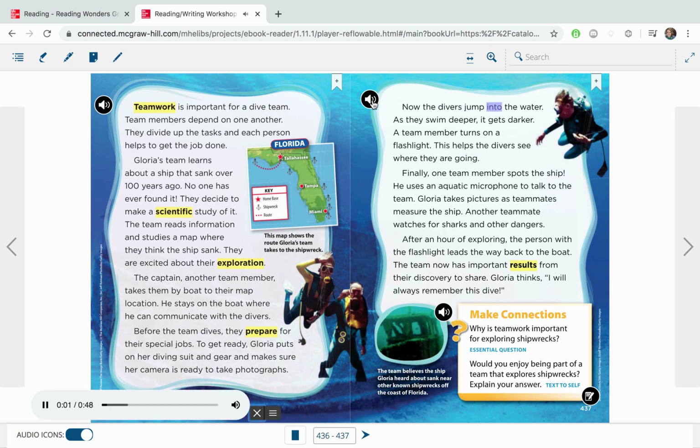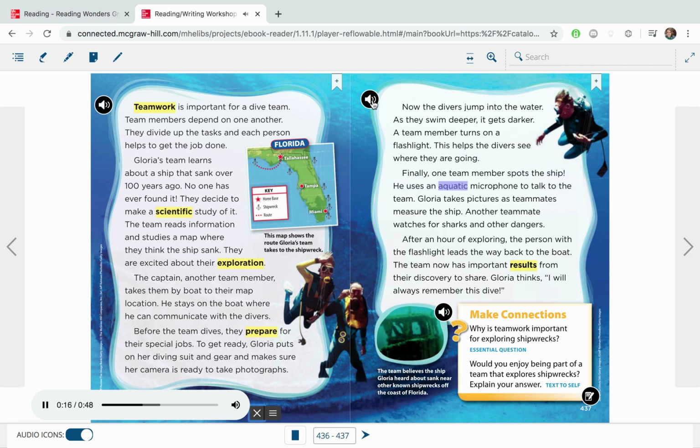Now the divers jump into the water. As they swim deeper, it gets darker. A team member turns on a flashlight. This helps the divers see where they are going. Finally, one team member spots the ship.